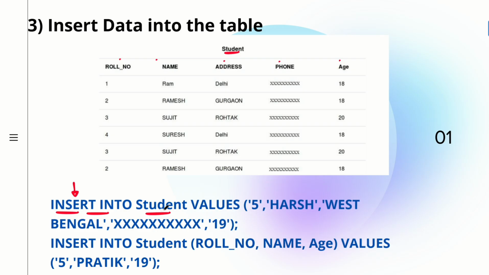So insert into student. And what are the values? So you are inserting values, right? In a data table we always have values. Rows are nothing but they are your values. So you are writing insert into student, that is data table, values.